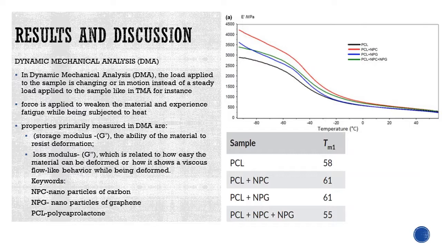Heading into the results and discussion of data, I will be interpreting the dynamic mechanical analysis. For further explanation, the properties primarily measured in DMA are storage modulus, or G prime, the ability of the material to resist deformation, and loss modulus, G double prime, which is related to how easily the material can be deformed, or how it shows a viscous flow-like behavior while being deformed.